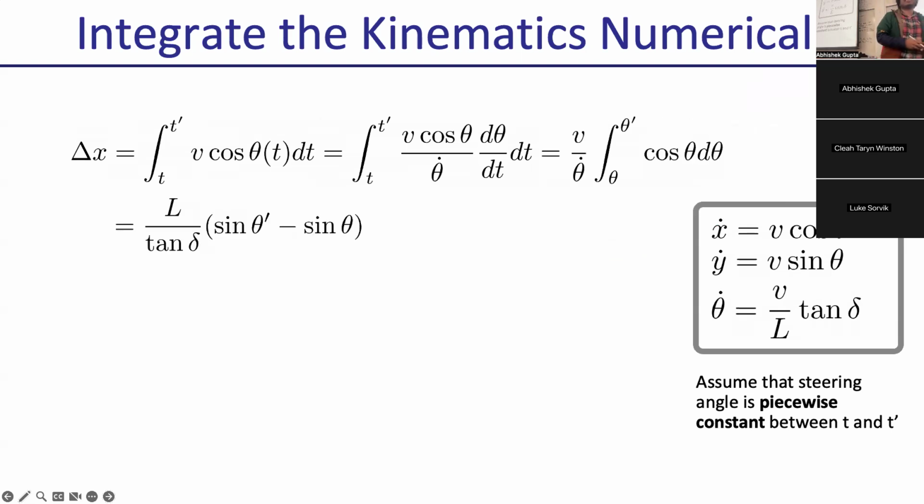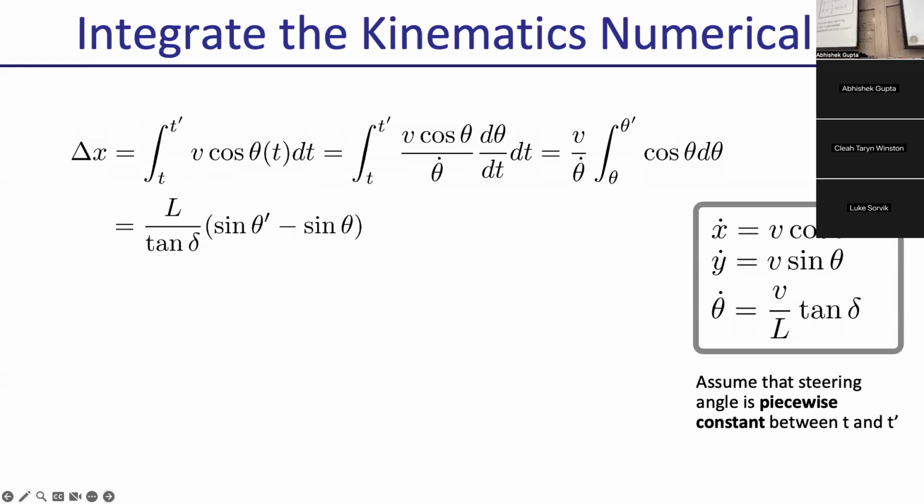It is sine theta. Nice. And so the way you integrate delta x is that you multiply and divide by theta dot. The assumption is that the rate of change of theta remains consistent because we assume our steering angle doesn't change over that small interval. If your steering angle doesn't change, the rate of change of theta remains the same. And so we integrate with respect to theta, and that's going to be sine theta prime minus sine theta. Right?